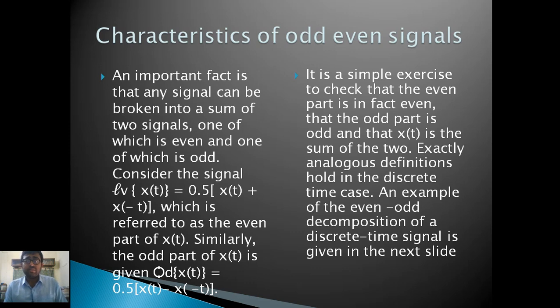It's a simple exercise to check that the even part is in fact even, that the odd part is odd, and that x(t) is the sum of the two. Exactly analogous definitions hold in the discrete-time case. I explained the continuous-time function here; in the next slide I am going to describe the discrete-time signal, which is very much true for continuous-time signals as well. Let's see how it works in the next slide.